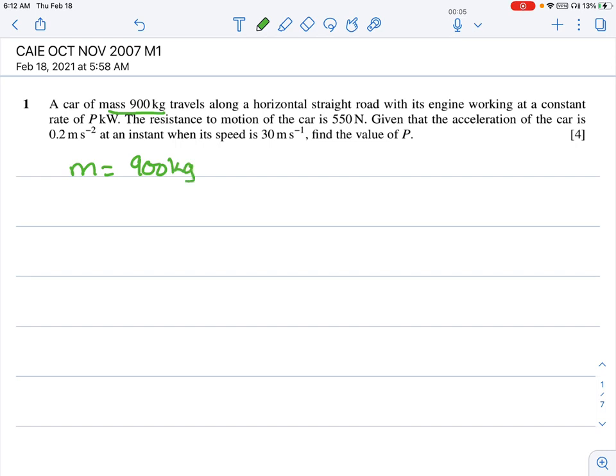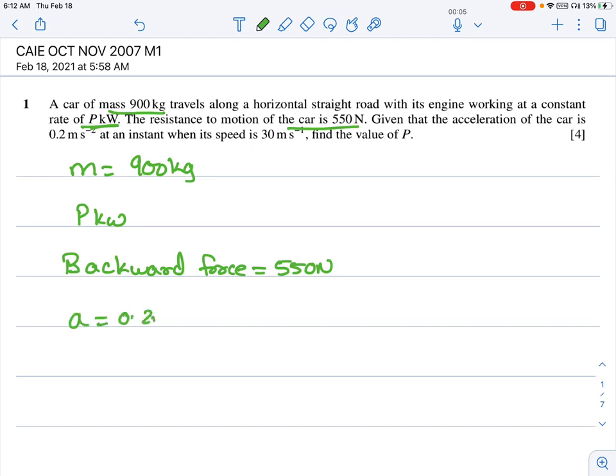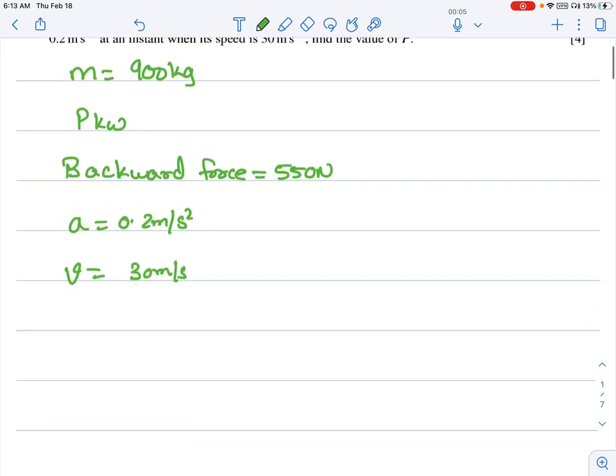The car moves with a constant force with a rate of P kilowatt, and the resistance to the motion, the backward force, is 550 newtons. Given that the acceleration is 0.2 meter per second square and the velocity is 30 meters per second, find the value of P.